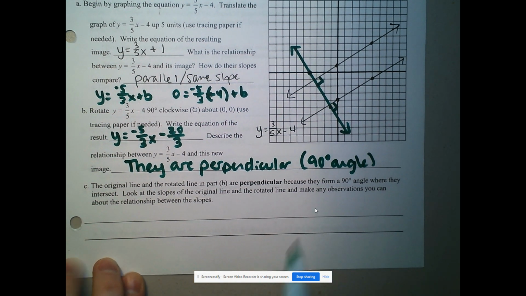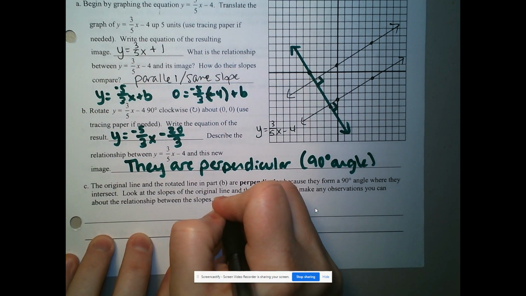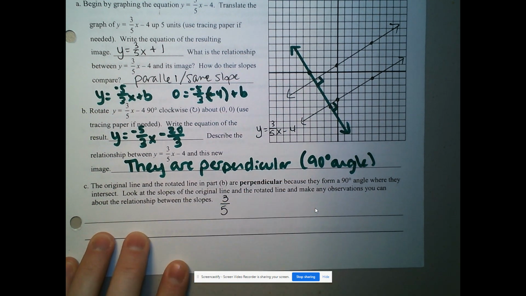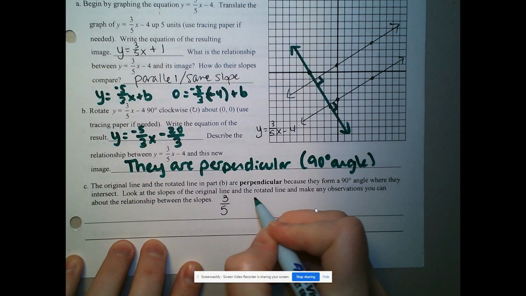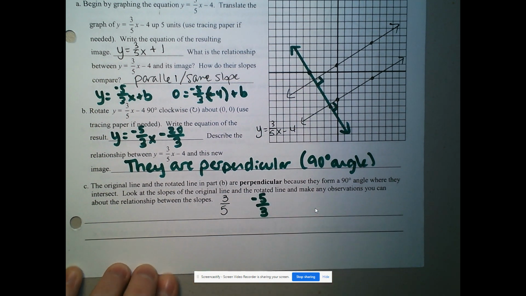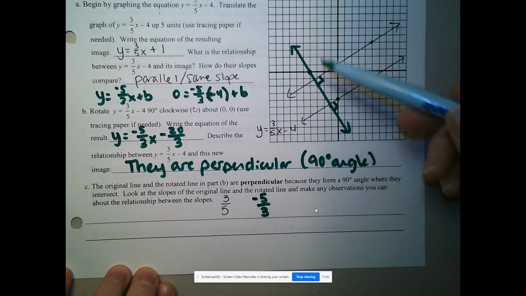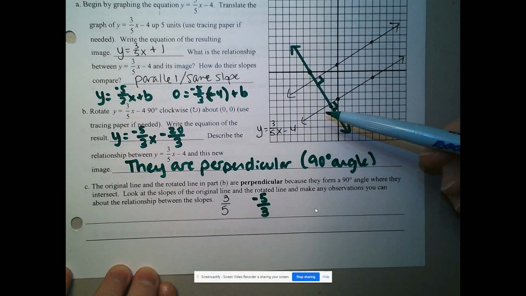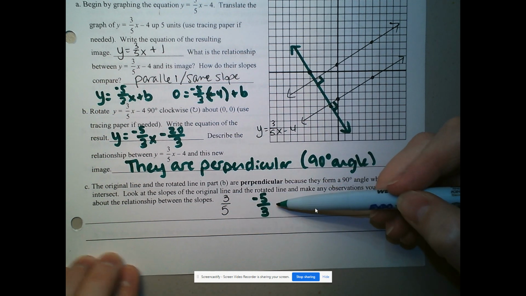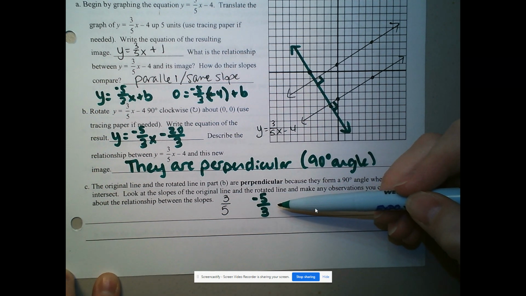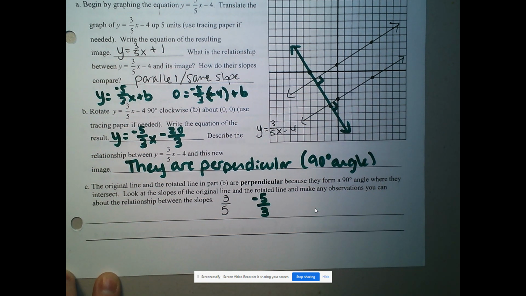So the original line had a slope of 3/5. The perpendicular line had a slope of negative 5/3. So how can you, without going through the process of graphing the first line, rotating it 90 degrees, writing a new equation, get from 3/5 to negative 5/3? The slopes are said to be opposite reciprocals. The first one was positive. The 90-degree, the perpendicular line, has a slope that's negative.